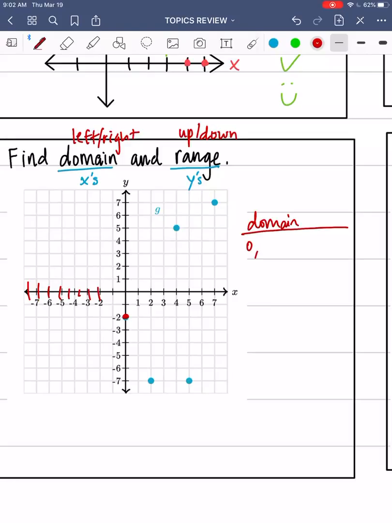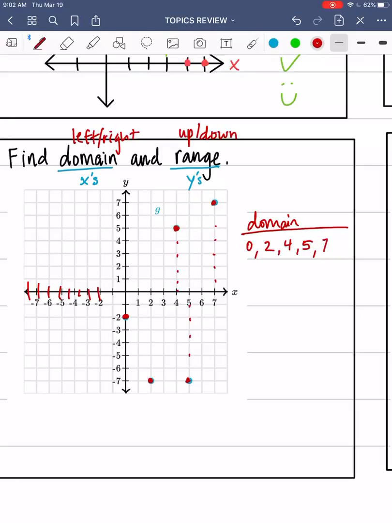And then, let's see, where's the next one? Right here. And that's right 2. So that's 2. And then our next dot's right here. That's at 4. Right? Okay, so we have 4. Our next dot's right here. That's at 5. And then our last one right here is all the way over here at 7.